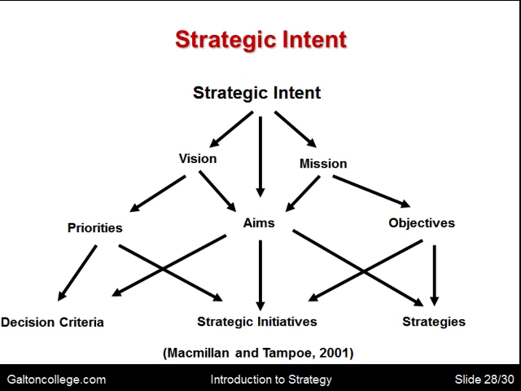So these 2 components. And out of the 2 components, and out of the intent itself, we get the aims. And out of the mission, we get the aims and objectives. And out of the vision, we get the aims and the priorities. What needs to be done. And we can work our way through the strategic network, if you like, until we get to decision criteria and strategic initiatives and the strategies themselves.